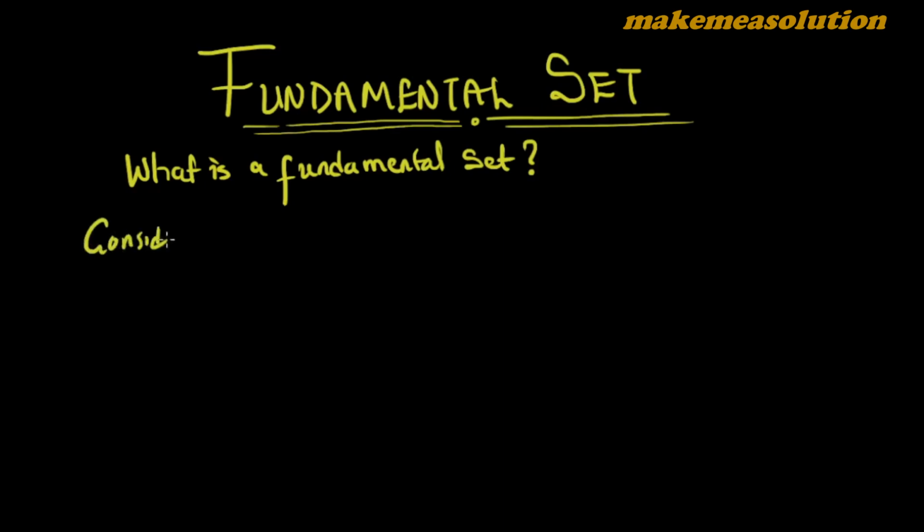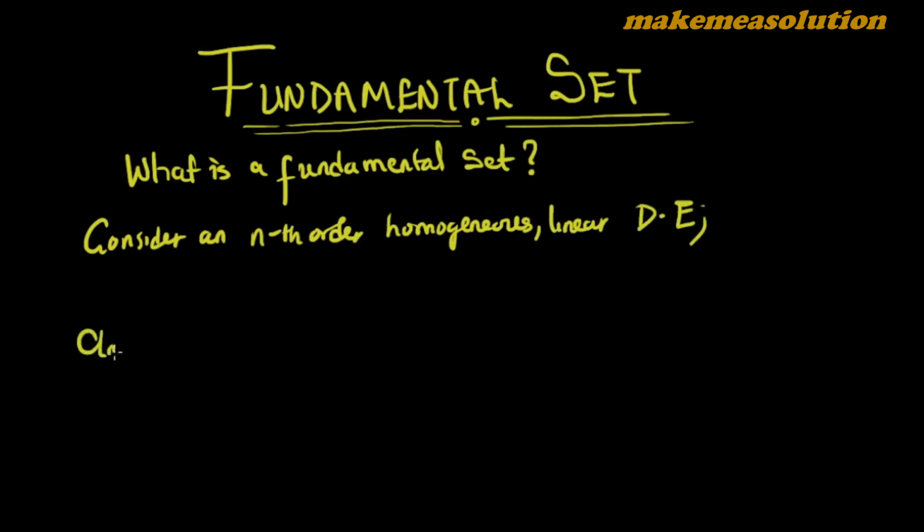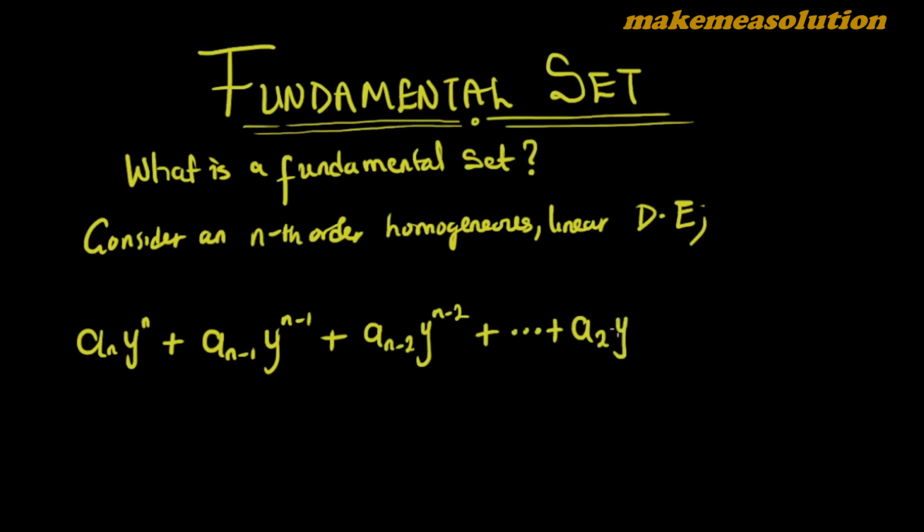So consider an nth order homogeneous linear differential equation given to us by a_n y^(n), that's the nth derivative of y, plus a_(n-1) y^(n-1) plus a_(n-2) y^(n-2), plus dots, plus a_2 y'', plus a_1 y', plus a_0 y equal to 0. So consider an nth order homogeneous linear differential equation given to us by this expression.